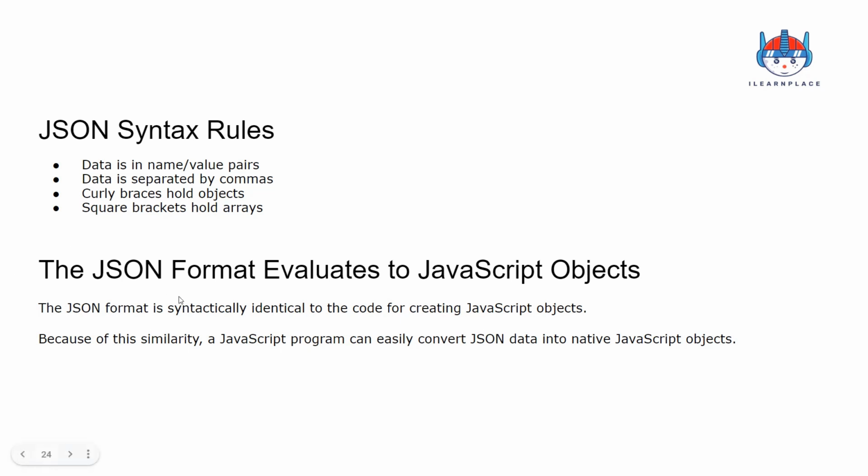The JSON format relates to JavaScript objects. The JSON format is syntactically identical to code for creating JavaScript objects. Because of this similarity, a JavaScript program can easily convert JSON data into native JavaScript objects. So this is all about JSON in JavaScript.